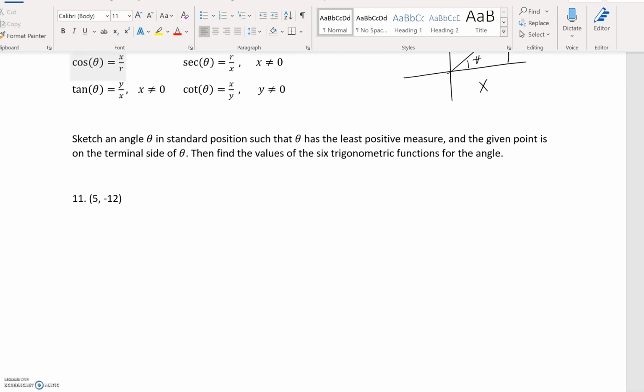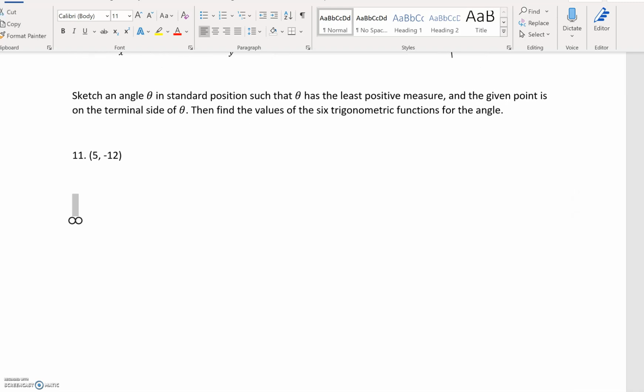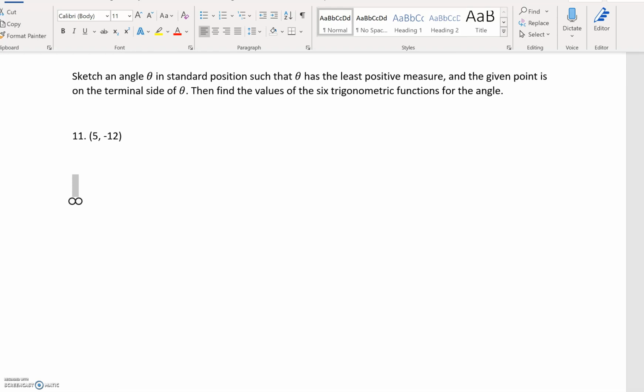So let's take a look at a quick example before we end this video. You are asked to do the following in this problem. You need to sketch an angle theta in standard position, such that theta has the least positive measure and the given point is on the terminal side of theta. So what does it mean for theta to have the least positive measure? It's asking you to draw the angle theta associated with the point, and it is the smallest positive angle that you can draw.